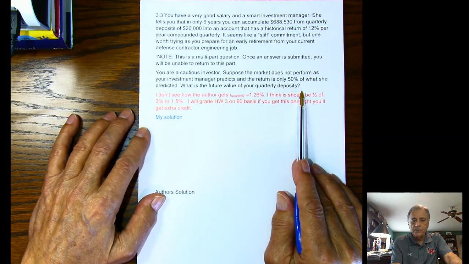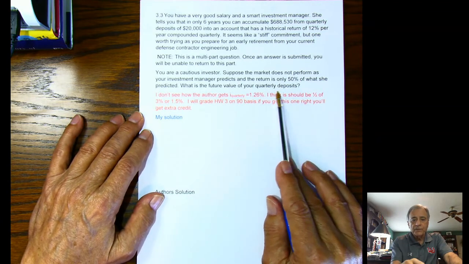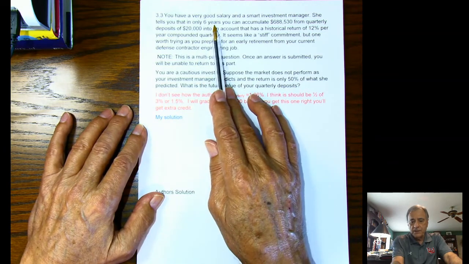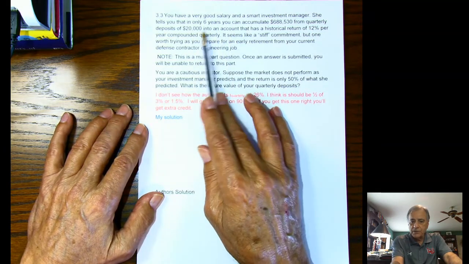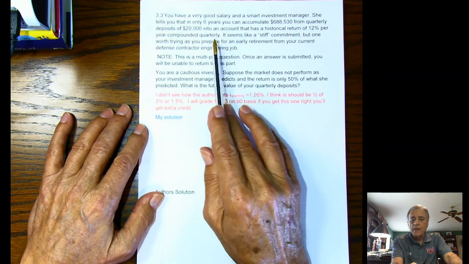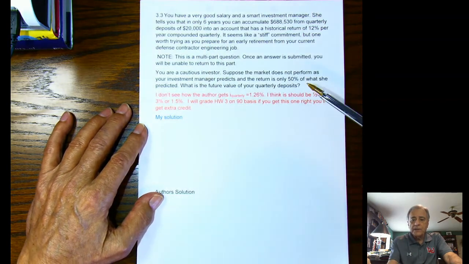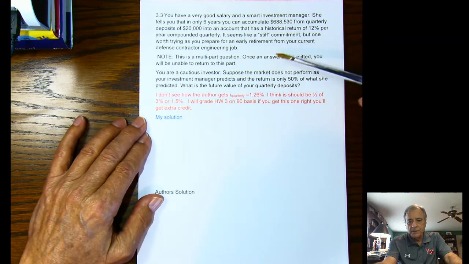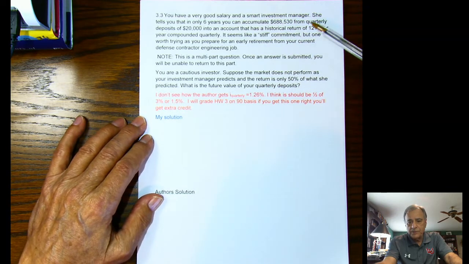So we're looking for F, the future value of a uniform series. 6 years means they're quarterly, so there's 24 deposits, and we're going to have half of the rate of return that the investment manager said we'd get.